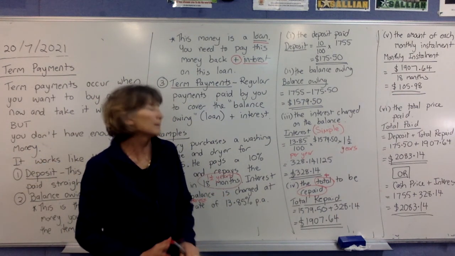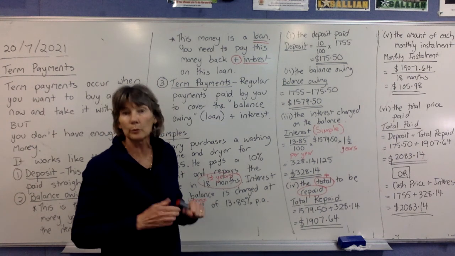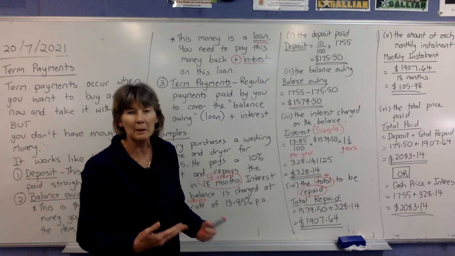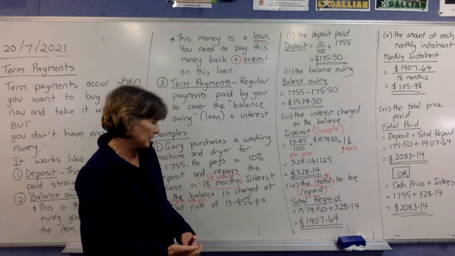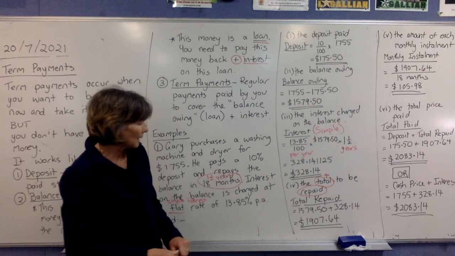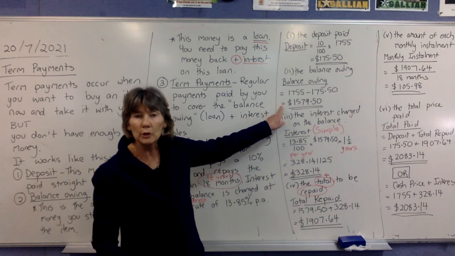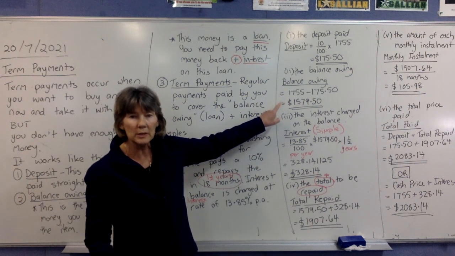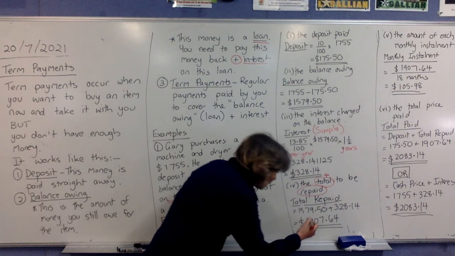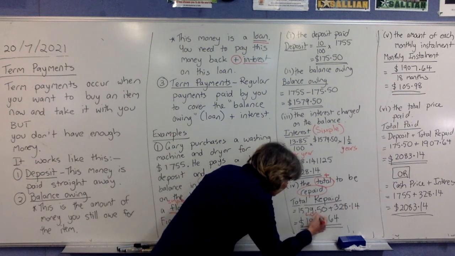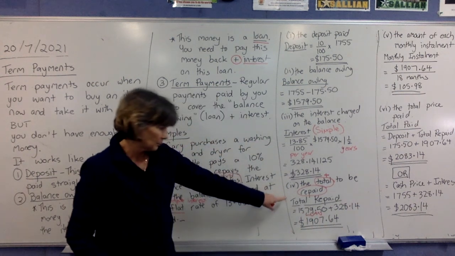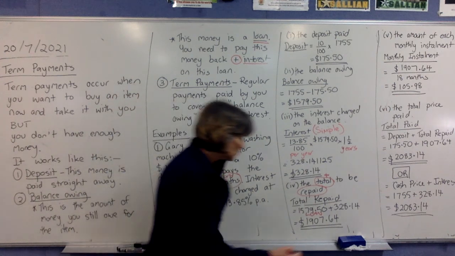You've already paid that money. So what do we have to repay them when we pay our regular payments to them? Well, we have to pay back the loan itself. And the loan itself is the amount that you didn't have, the amount that was still owing. Right? So that is the loan there. Plus, you have to pay them the interest on that loan.